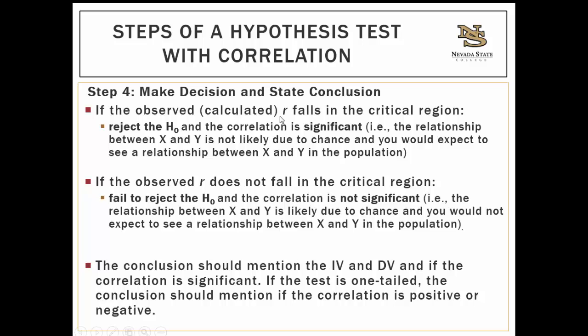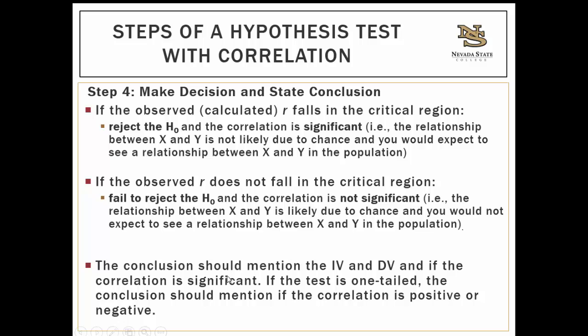So if the observed or calculated R from step 3 falls in the critical region, reject the null, correlation is significant. What that means is that the relationship between x and y, the 2 variables in your study, is probably not due to chance, and you would expect to see that relationship in the population. If your correlation coefficient does not fall in the critical region, then you would fail to reject the null hypothesis, and you would state that the correlation is probably not significant. So the relationship, any consistent pattern that you saw in your data, is probably due to chance, and you would not expect to see that relationship in the population.